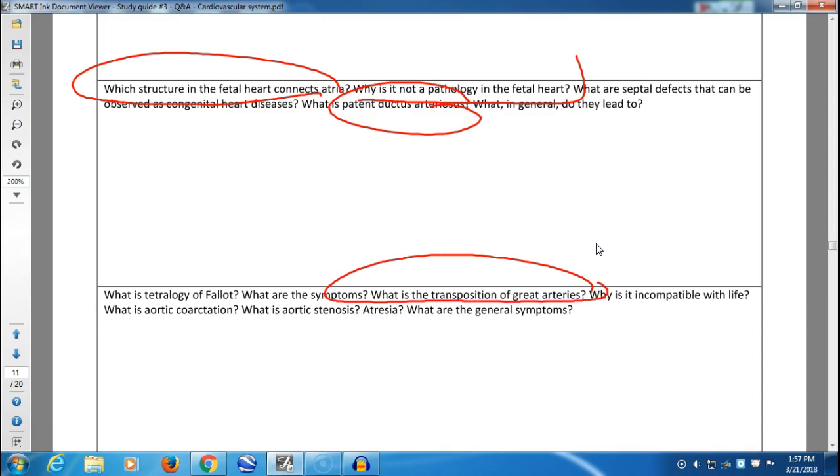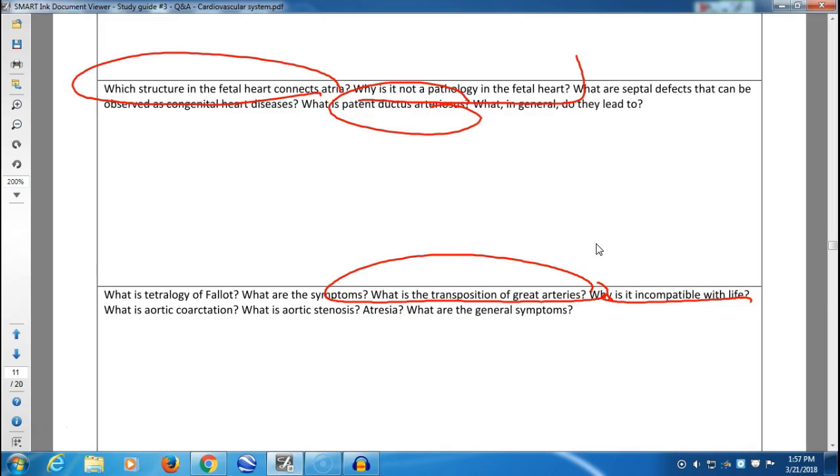Transposition of great arteries, you need to know that it's incompatible with life because the two circuits are completely isolated. We clear? I mean, you have no oxygen going into the tissue at all. Does that make sense? So the pulmonary trunk, where would it originate in transposition of great arteries? In the left ventricle. That makes sense? And the aorta will originate in the right ventricle.